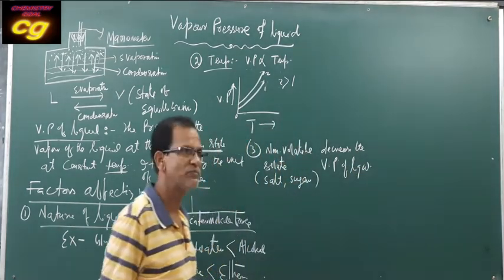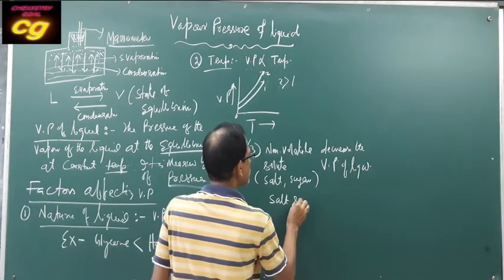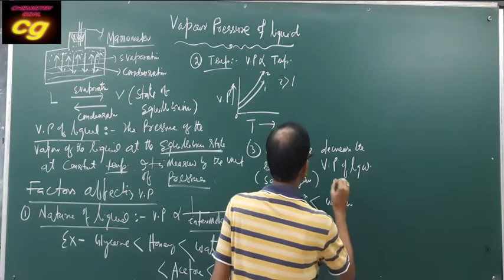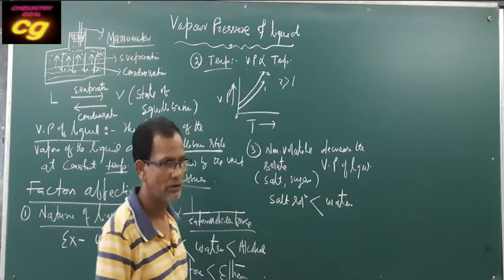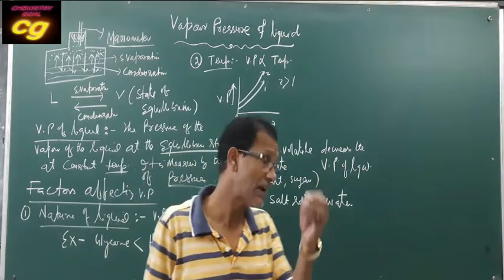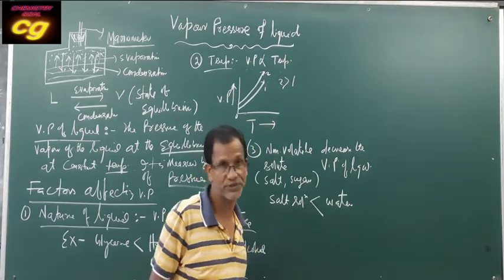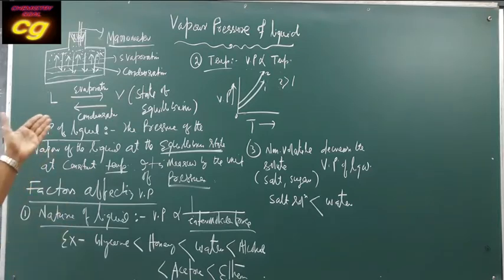This is very important. That's why salt solution has lower vapor pressure than water. If you calculate the vapor pressure of water, then by adding salt to water, the salt water has a lower vapor pressure. So this is a very important thing.